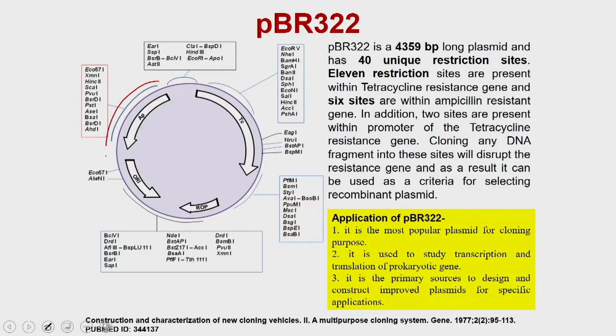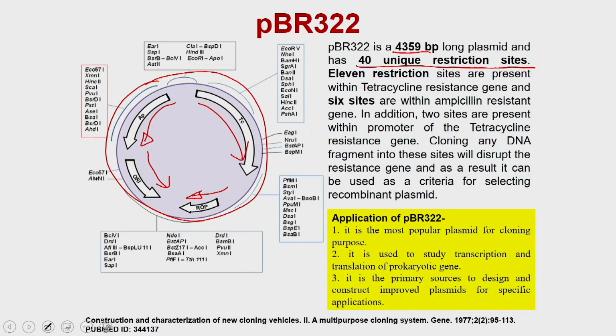So this is the vector map of pBR322. What you will see is the ampicillin resistance gene, the tetracycline resistance gene, the origin of replication, and the recombinant gene. pBR322 is a 4359 base pair long plasmid, and it has 40 unique restriction sites. These restriction sites are widely distributed among the ampicillin resistance gene and the tetracycline resistance gene.